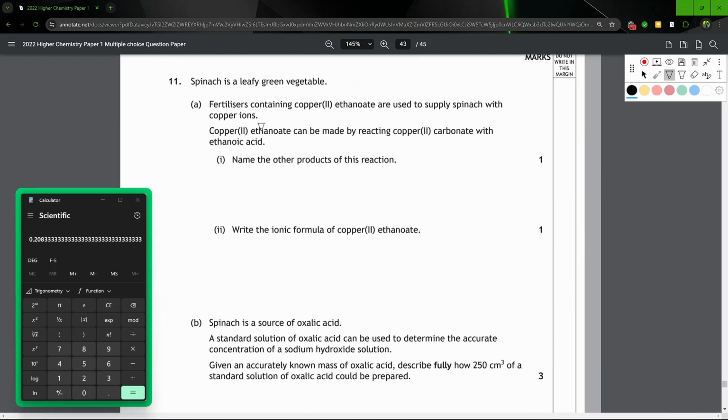On to our final questions. 11. Spinach is a leafy green vegetable. Whoa, crazy! Didn't know that. Fertilizers containing copper-2 ethanoate are used to supply spinach with copper ions. Copper-2 ethanoate can be made by reacting copper-2 carbonate with ethanoic acid. Name the other products of this reaction.